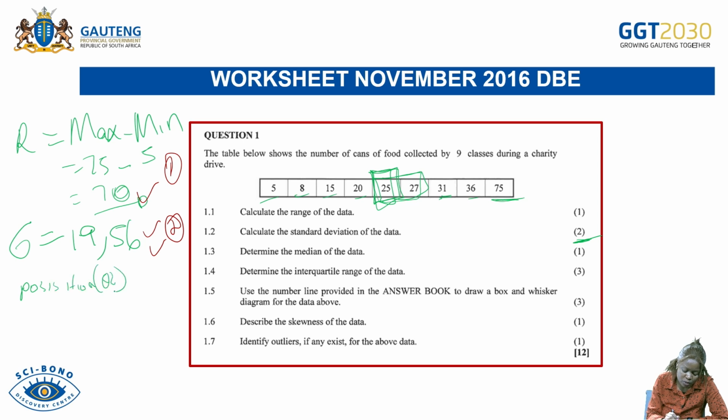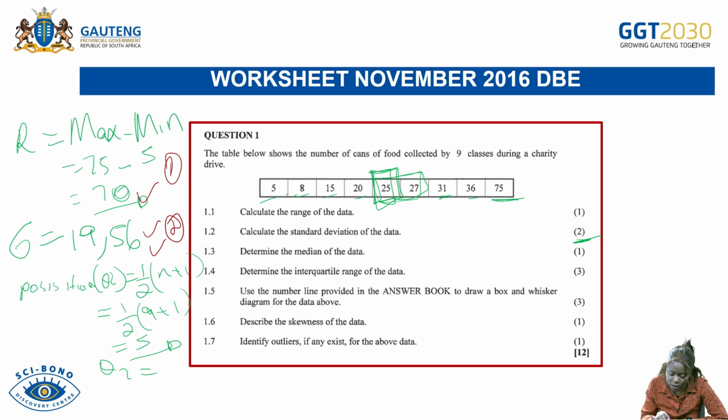of Q2, it is equals to 1 over 2 into the n plus the 1. Ne? So it's 1 over 2, your n, it's 1, 2, 3, 4, 5, 6, 7, 8, 9. It's 9 plus 1. So it's going to be 10 divided by 2, which is 5. So it means your median is in position 5. You go to your data set, you say it's 1, 2, 3, 4, 5. You'll get that your median is 25.